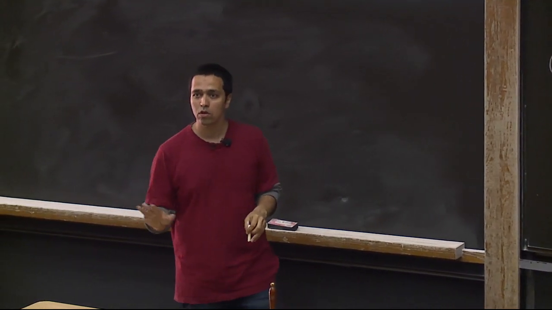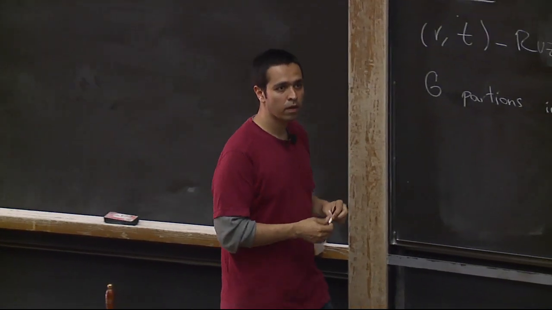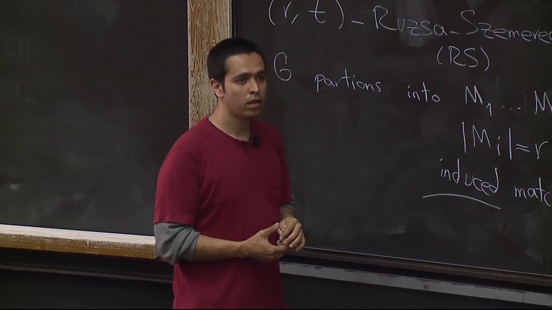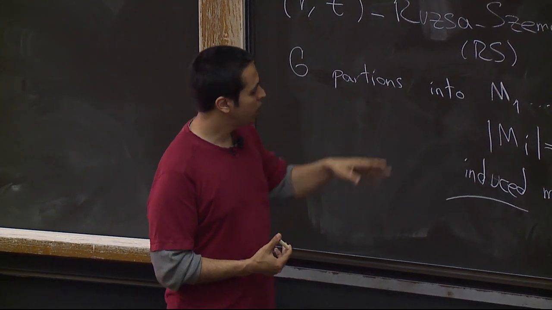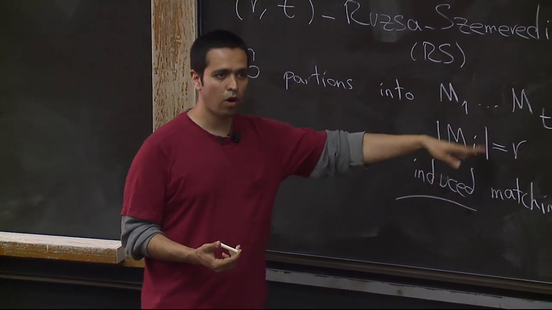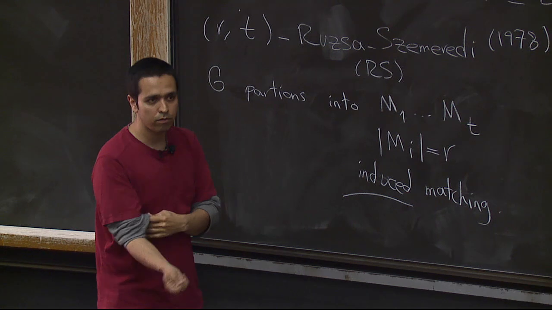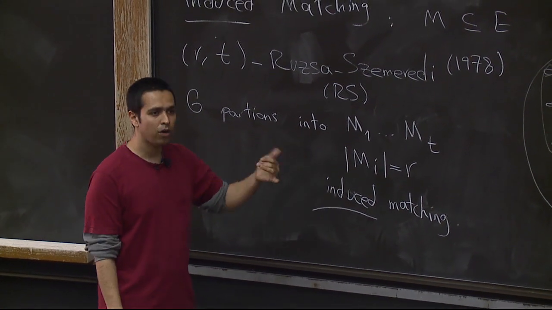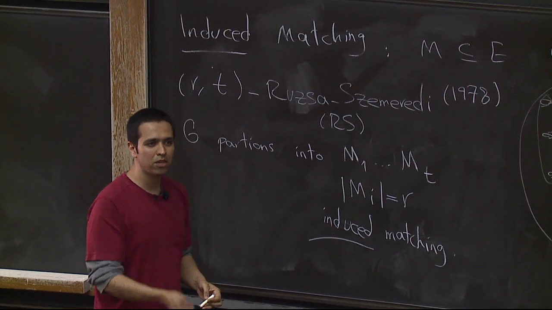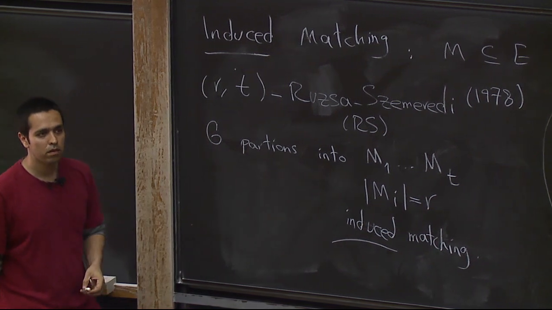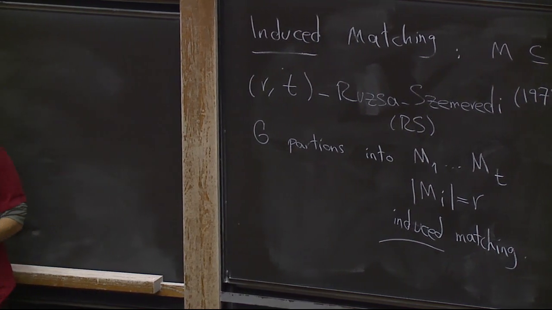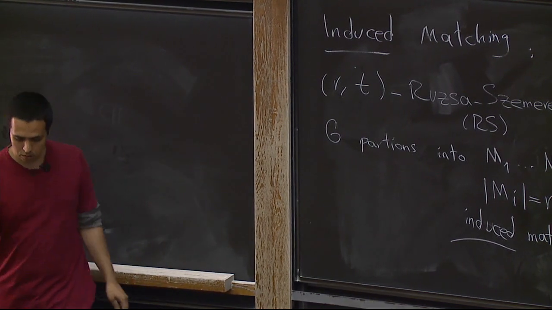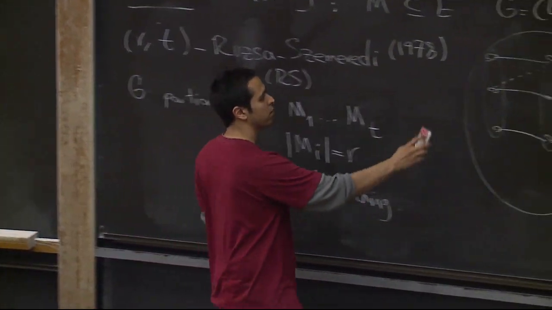Sounds good? Okay. Do we only allow for exactly RT edges, or is the last one like a remainder? Let's say they always have size R. You can just throw out everything, or we are going to look at R and T asymptotically, so one matching, just throw it out, it doesn't matter. Okay, good. So let me draw one RS graph for you.